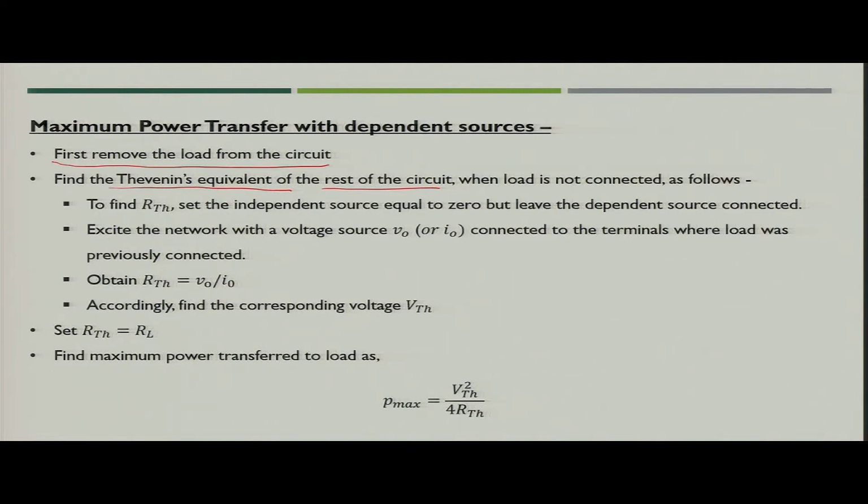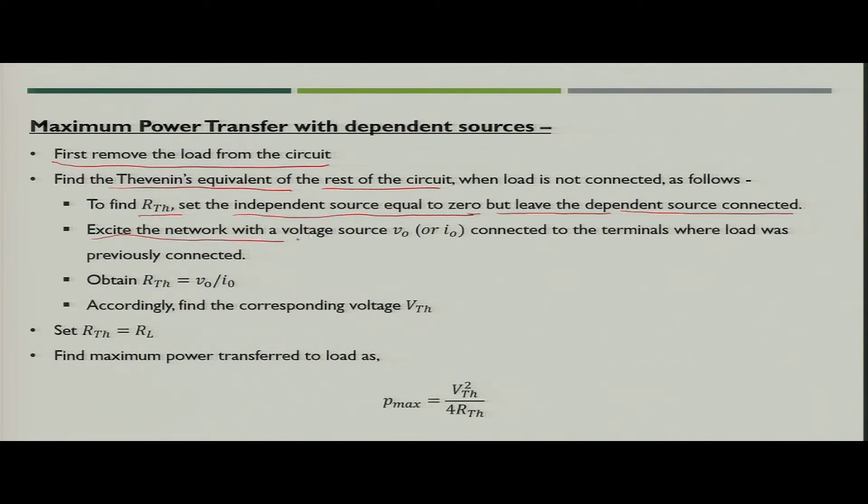When you find the Thevenin equivalent, the first thing is to find RTH, where you set the independent sources equal to 0. It means that an independent voltage source is kept short circuited, and an independent current source is kept open circuited, and you leave all the dependent sources connected to the network.